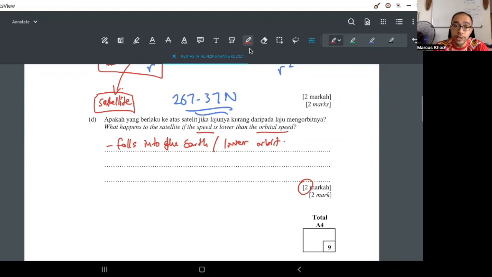This is a 2-mark question, so I feel it's pretty strange for it to be 2 marks. Because if it's a 2-mark question, they will ask what happened and then explain, but this is just what happens. So I guess you also have to say what are the 2 things that happen. One is it definitely falls into the Earth or goes into a lower orbit. And when a satellite goes into a lower orbit, friction will cause heat on the satellite.